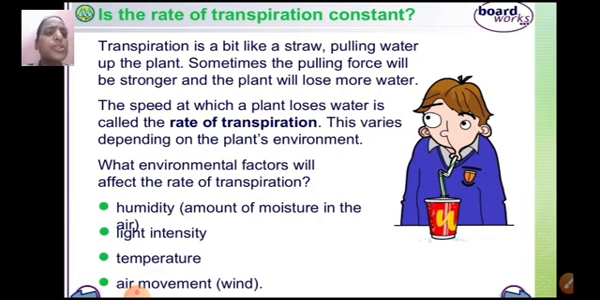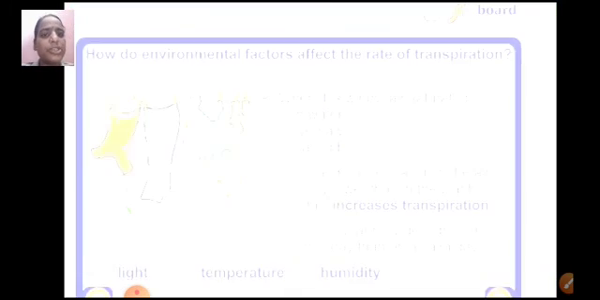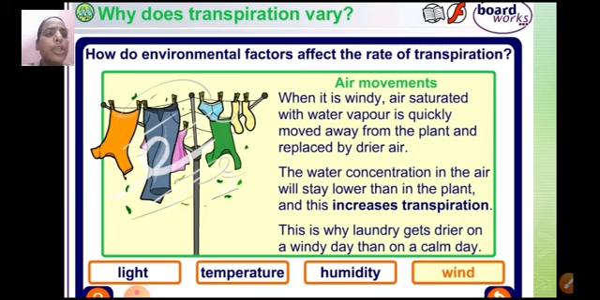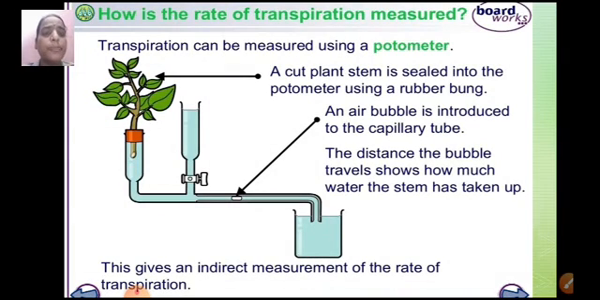Transpiration is a bit like a straw pulling water up the plant. Sometimes the pulling force will be stronger and the plant will lose more water. The speed at which transpiration loses water is called the rate of transpiration, which is affected by humidity, light intensity, temperature and air movement. When it is windy, air saturated with water vapor is quickly moved away from the plant and replaced by drier air. So the water concentration in the air will stay lower than in the plant, and this increases transpiration. This is why laundry gets dry faster on a windy day than on a calm day.